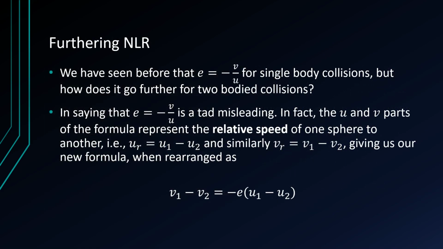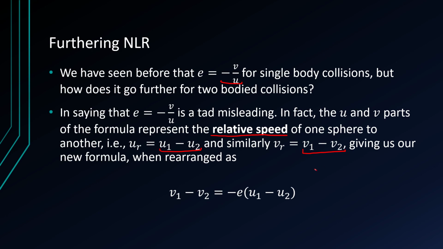Well, before we've seen that for single body collisions, the coefficient of restitution is minus the final velocity over initial velocity. But the u and v parts represent what's known as relative speed. This is commonly done in some physics courses. I personally didn't cover it. So the speed of one sphere relative to another is simply the difference between their velocities. So the initial relative velocity is the initial velocity of the first minus the initial velocity of the second. And the same thing can apply for the relative final velocity.